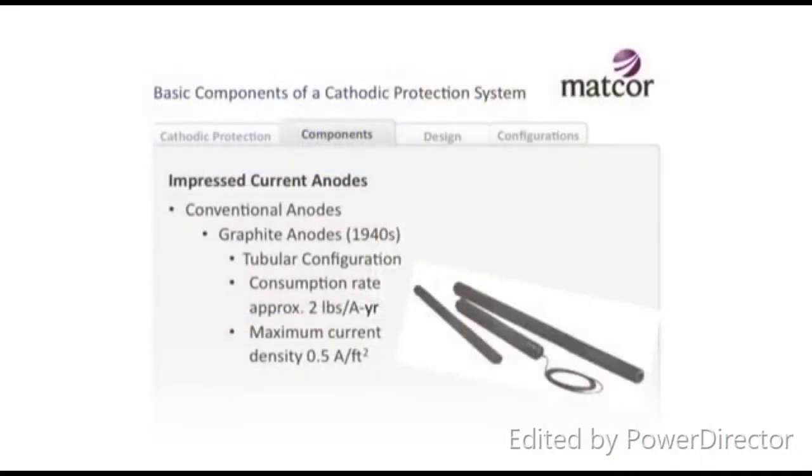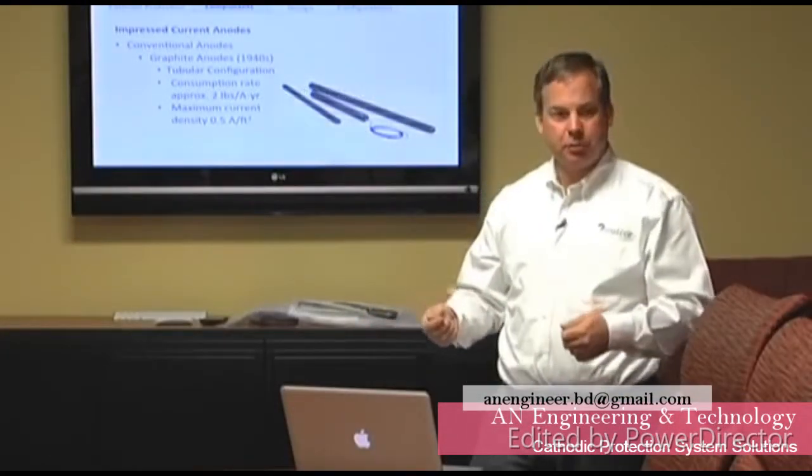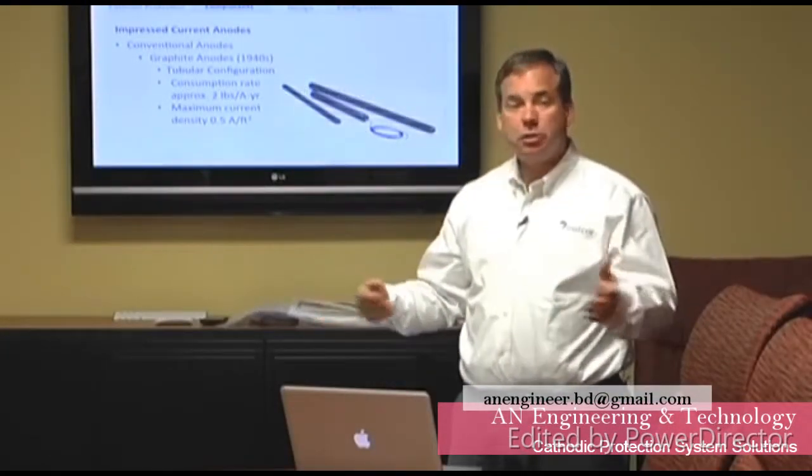Let's talk about impressed current anodes a little bit. There's what I call conventional anodes, and the next few slides are conventional anodes. These tend to be very large anodes. They consume at relatively fast rates. Okay, so we're talking about pounds per ampere. So you still need a pretty large anode to generate a lot of current.